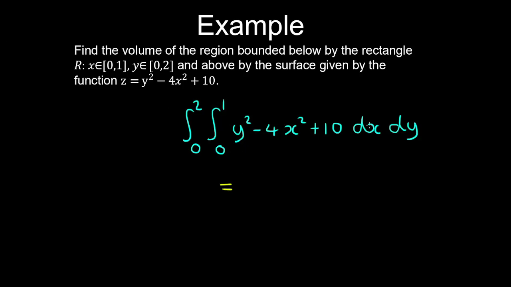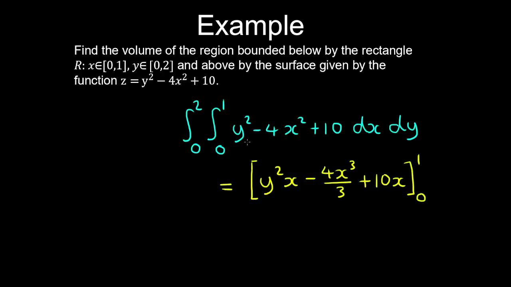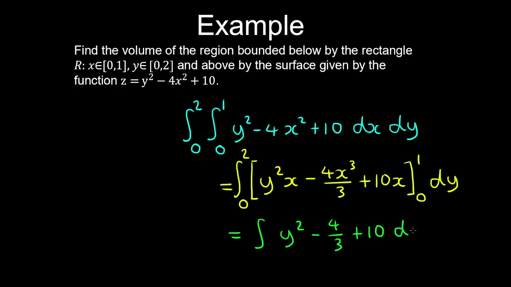So we're holding y fixed, so we get y squared x minus 4x cubed on 3 plus 10x evaluated at x equals 0 and 1, and then we integrate the result from y equals 0 to 2 with respect to y. So that gives the integral of y squared minus 4/3 plus 10 integrated over y from y equals 0 to 2.